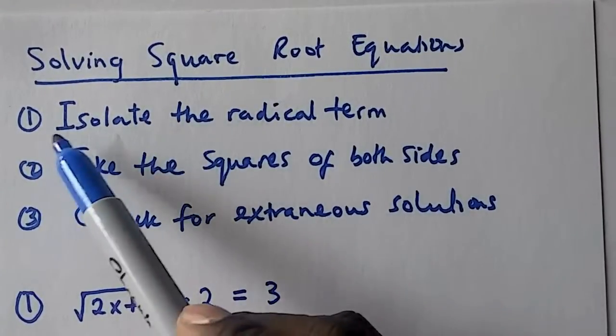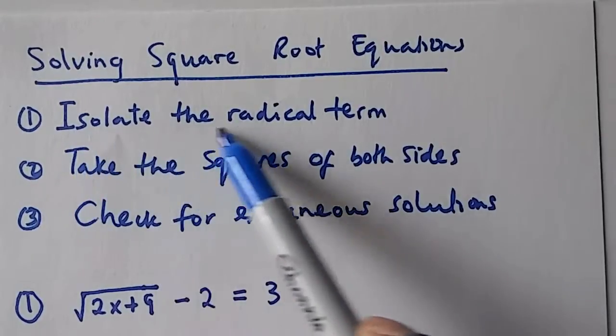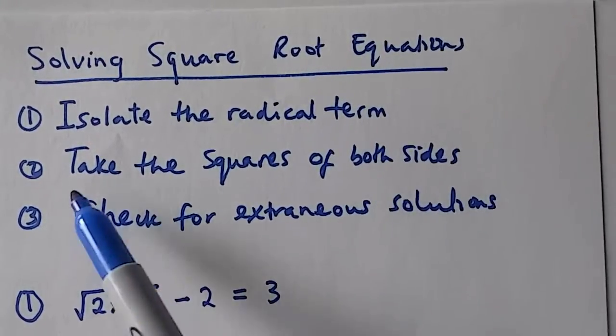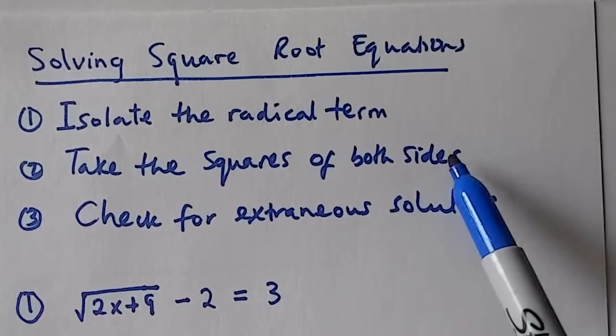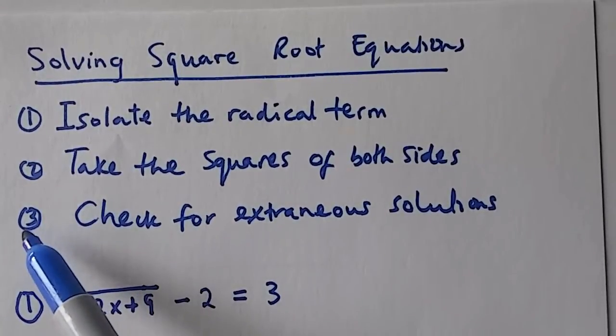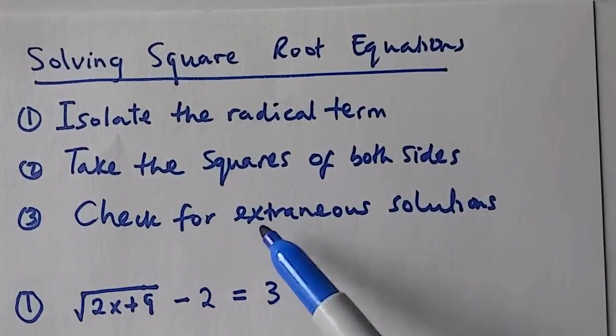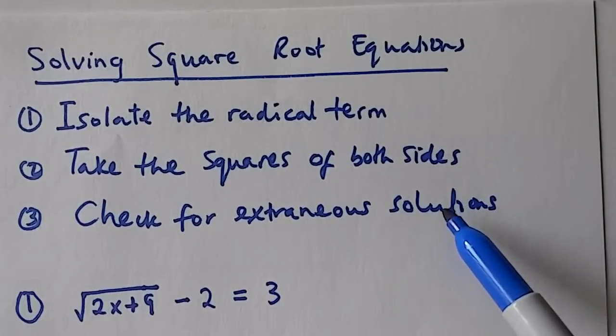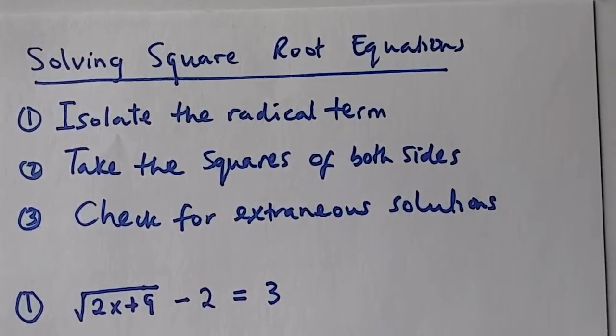The first step is to isolate the radical term. The next step is to take squares of both sides. And then the very important last step is to check for extraneous solutions. Here is a simple example to get us started: the square root of 2x plus 9, minus 2, equals 3.